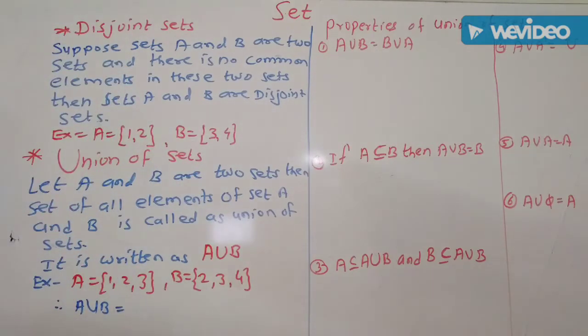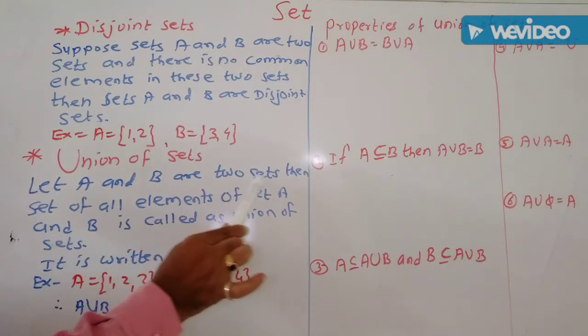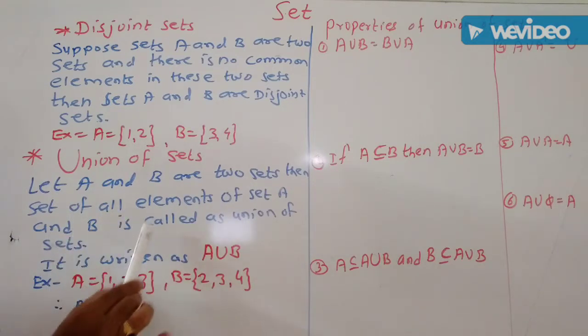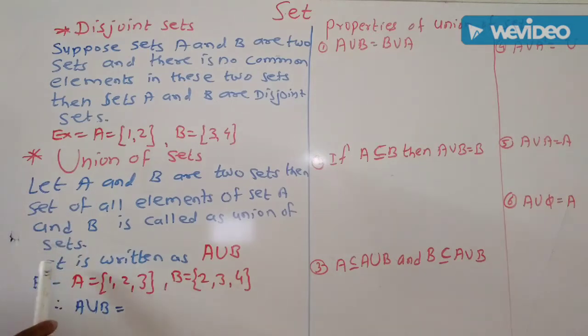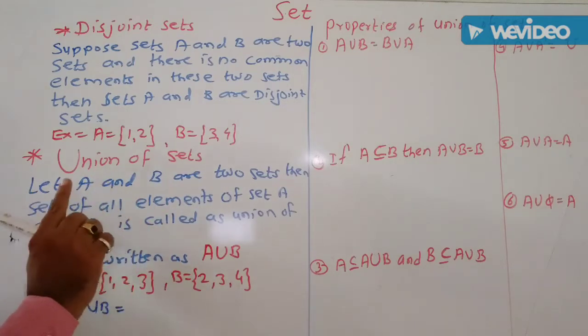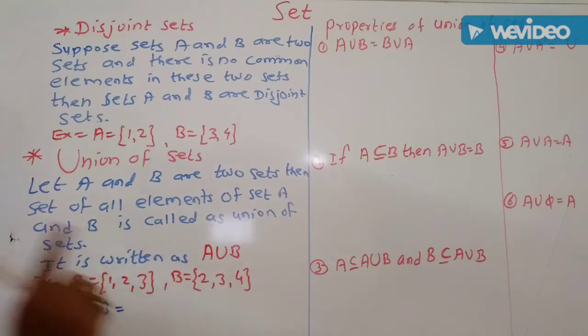Therefore, we can say that A and B are disjoint sets. Then next topic is union of sets. Union of two sets. Let A and B be two sets, then the set of all the elements of sets A and B is called the union of two sets, and it is written as A union B, read as A union B. But to write the union of two sets, we write all the elements which are repeated in both the sets only once.